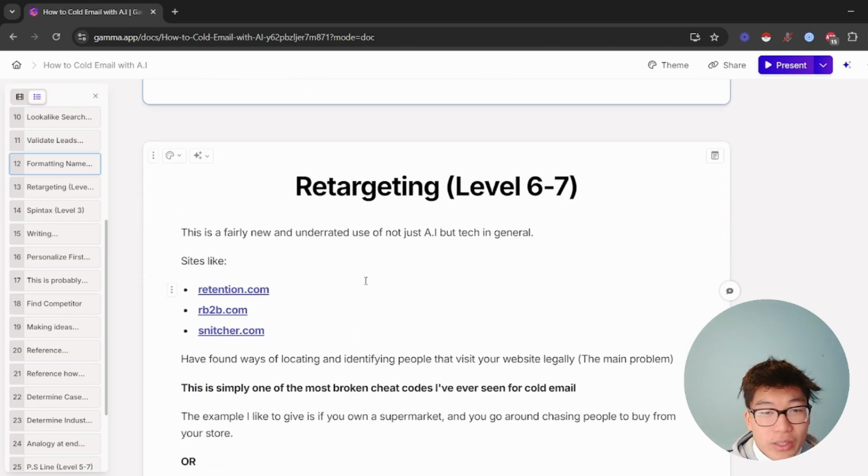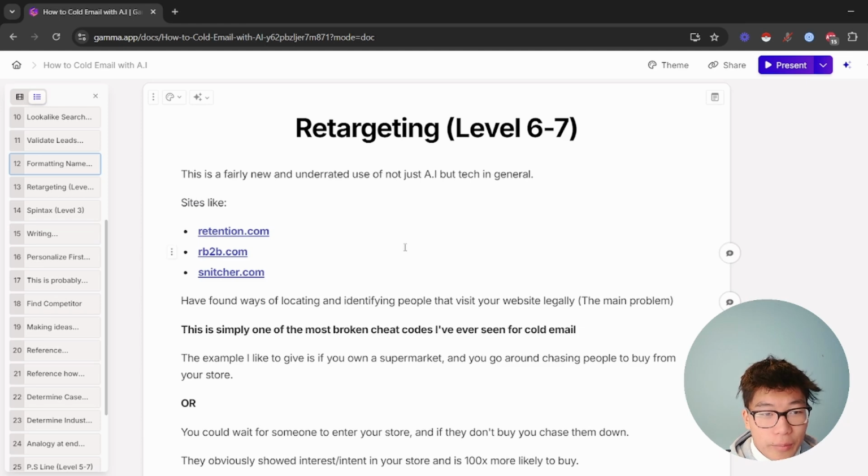So this is retargeting. This is a fairly new and underrated use of not just AI but tech in general. Sites like retention.com, B2B.com, or Signature.com have found ways of locating and identifying people that visit your website legally, which is the main problem. You need to do it legally and not bypass and break lots of privacy laws.